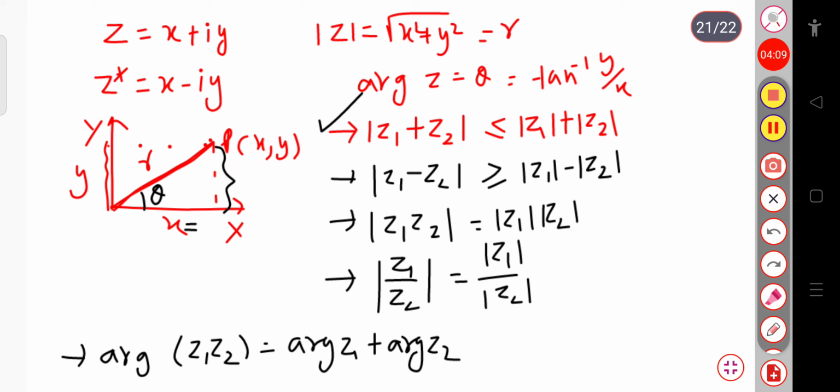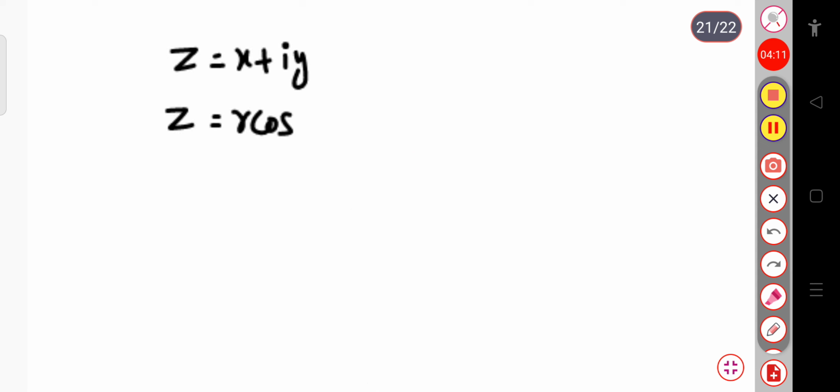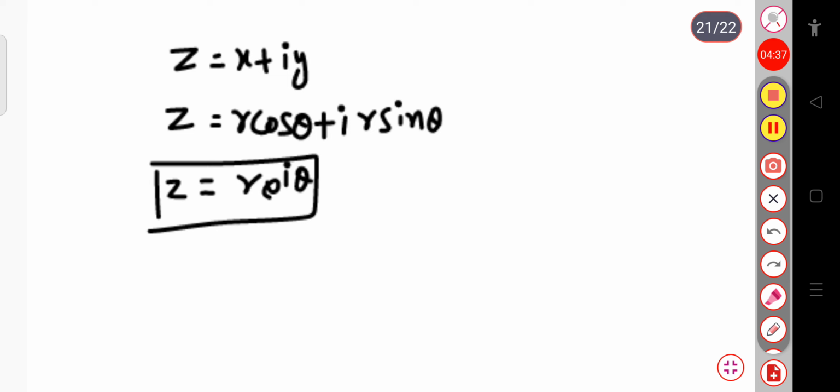So since x equals r cos theta, we can write z equal to r cos theta plus iota, and in place of y I will write r sin theta. This is the polar representation. Or simply, if I take r common, this will be cos theta plus i sin theta, which is simply exponential i theta. So z equals r e power i theta. This is the polar form, where r is the modulus and theta is the argument of z.